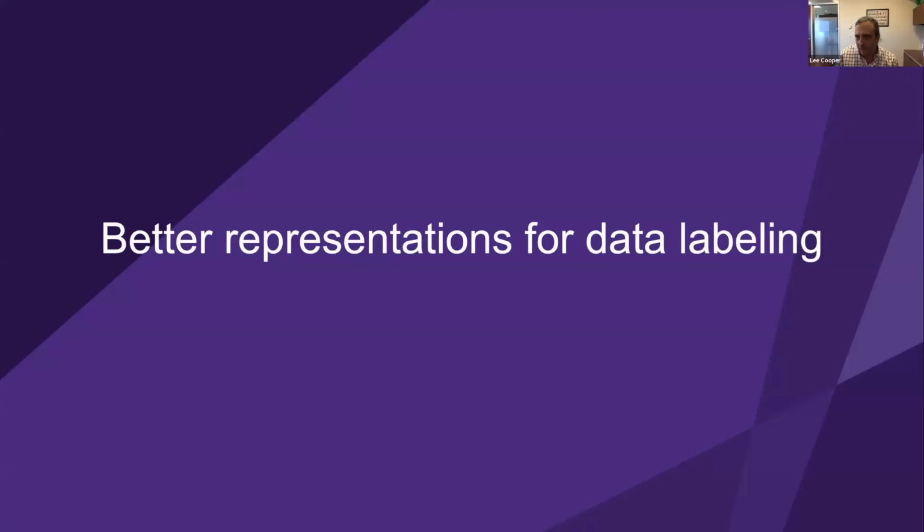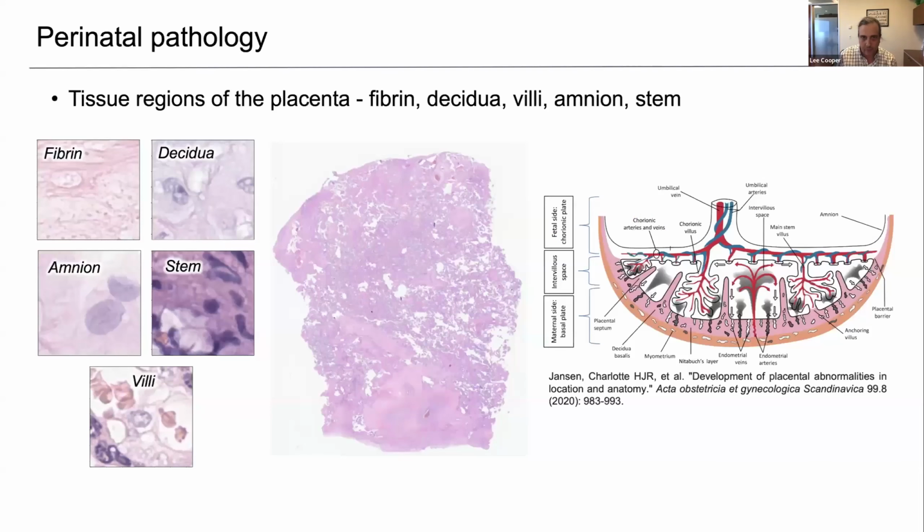So another component of our project with NLM was to look at this feature extraction step and how different models might work and improve the active learning process. In our grant, we're looking at perinatal pathology. And the placenta is a very fascinating organ. It serves multiple roles. It helps with exchange of oxygen and nutrients between the mother and the fetus. And it also mediates immune response in a way that I think is very fascinating too.